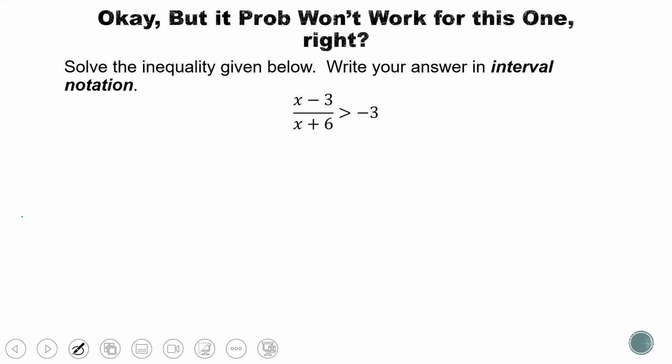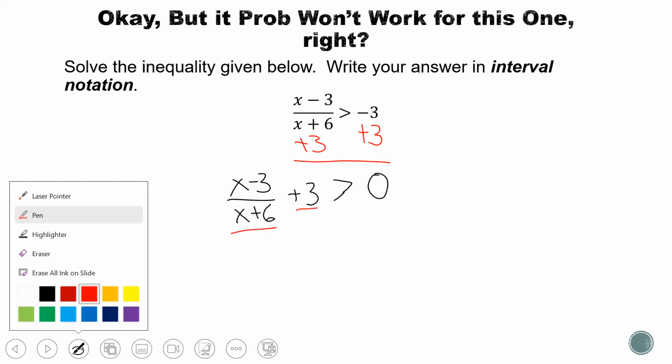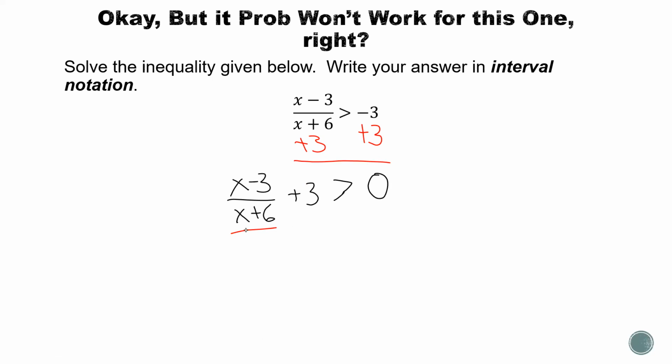It might make this one look more complicated, but we can start here by making this so that we have 0 over here on this right-hand side. And in order to do that, we just go ahead and add 3 to both sides. As soon as we do that, the -3 plus 3 gives us 0 on the right. We have greater than, and then we have x minus 3 over x plus 6 plus 3. We can't combine this plus 3 with any of these since it doesn't have any x's. And now we have an expression greater than 0, and we can proceed in solving it the same way we did as the previous one.